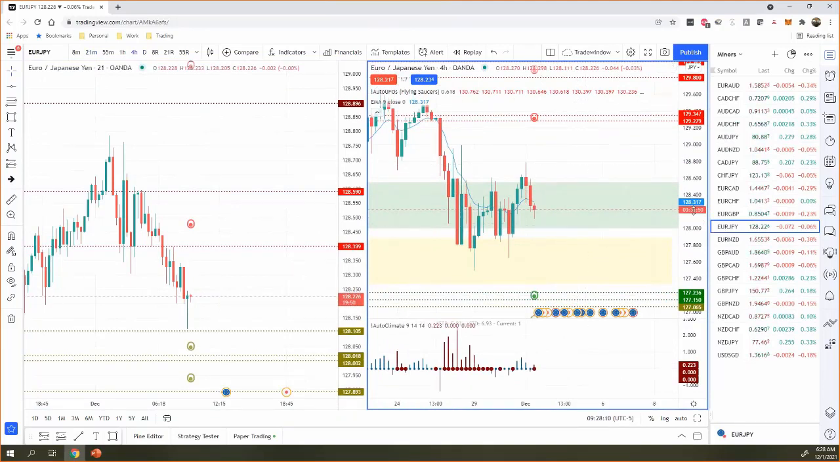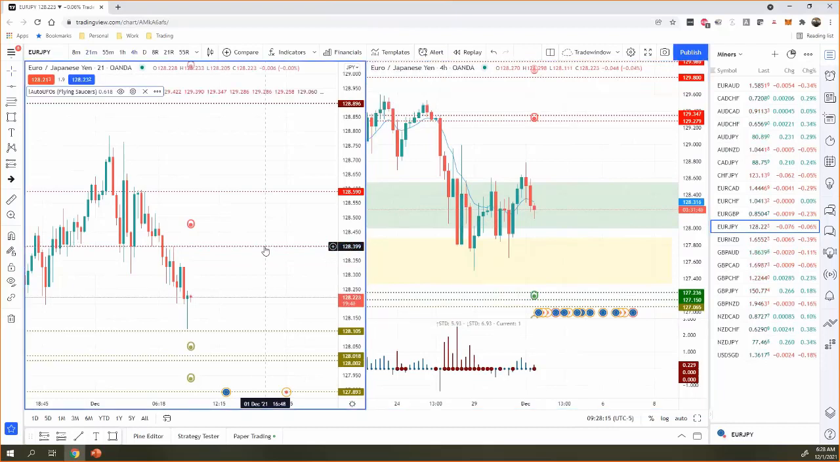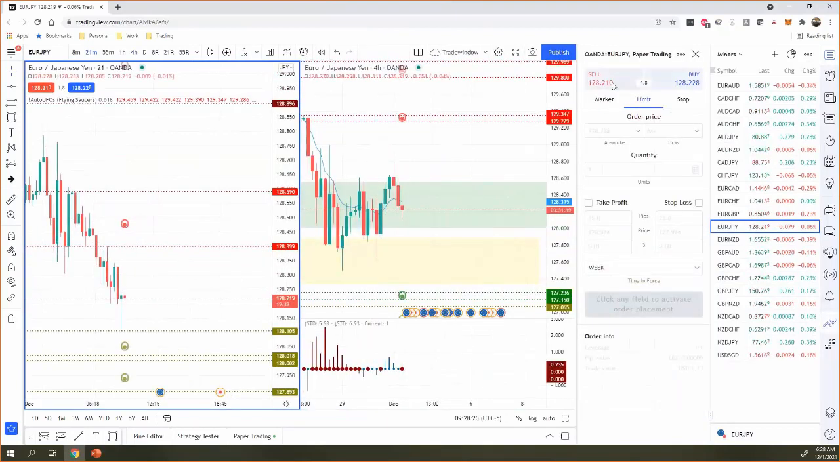Looking at 128.317, which is right within this UFO. So this is actually a short entry right here at 128.399. I'm actually going to put that on, and that will be the third Forex trade, and then we'll switch to crypto. 128.399. Okay, I'm just going to round this down to 39.